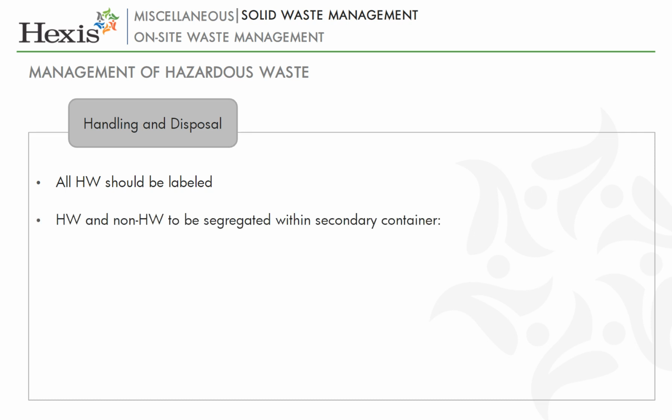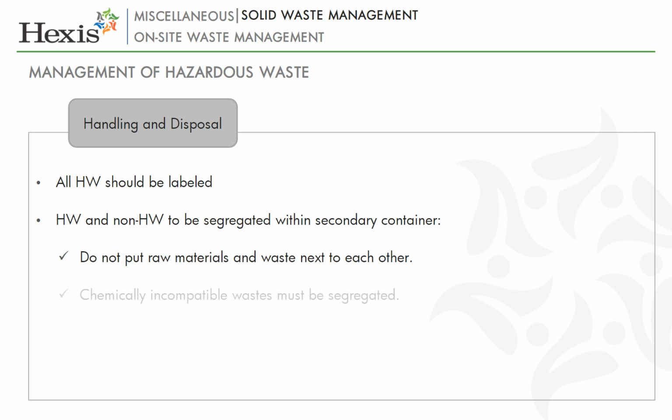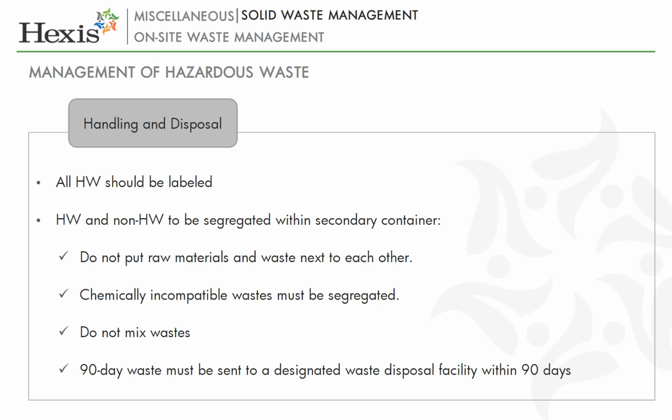HW and non-HW should be segregated within secondary container or in same storage area. Do not put raw materials and waste next to each other. Chemically incompatible wastes must be segregated. Do not mix wastes. 90-day storage. Once designated as 90-day waste, this waste must be sent to a designated waste disposal facility within 90 days.